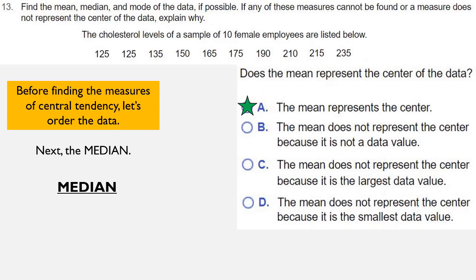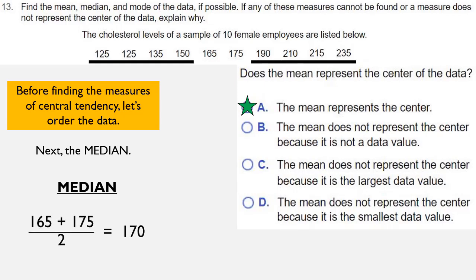Remember that the median is the central entry when we line them up in ascending order, or the average of the two central entries if there are an even number of data entries. If I were to underline numbers on the left and the right, I've underlined 4, there are 2 central entries, so we'll have to take their average. The way we take their average is by adding them together and dividing by 2. 165 plus 175 is 340. Divided by 2 is 170. So the median here is 170.